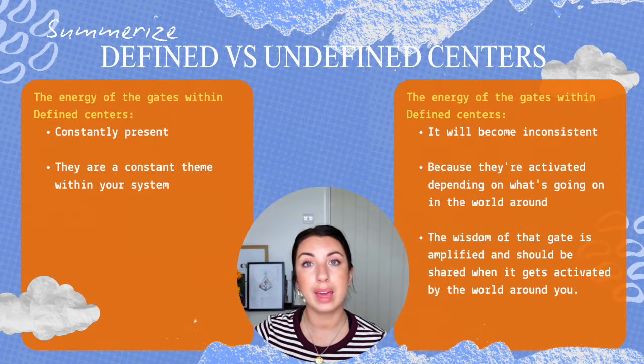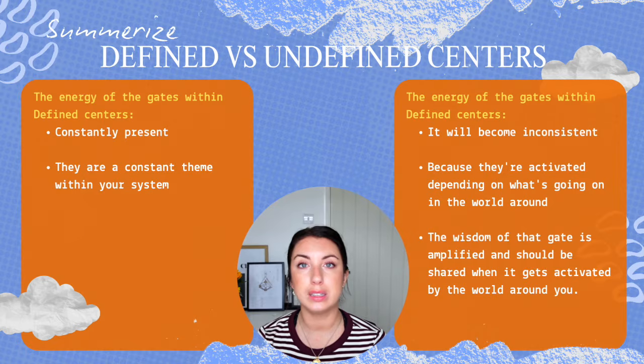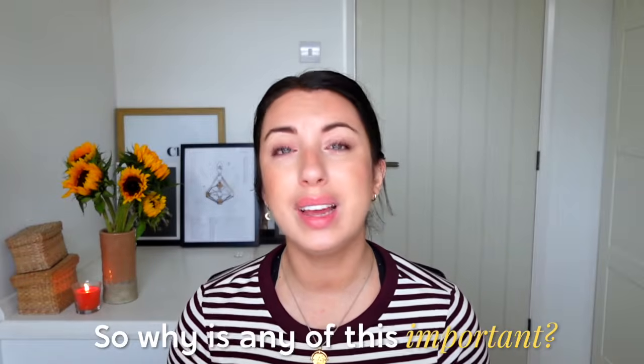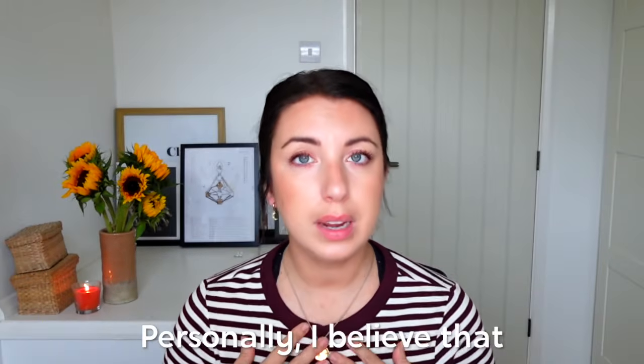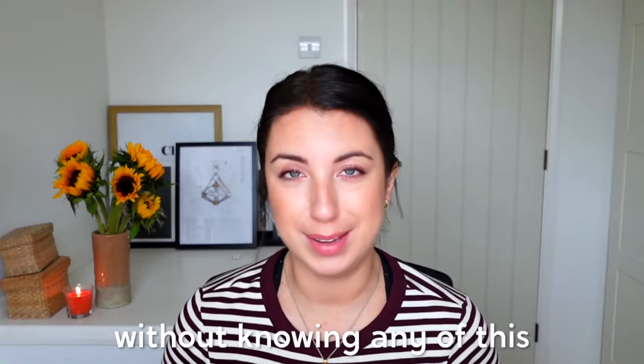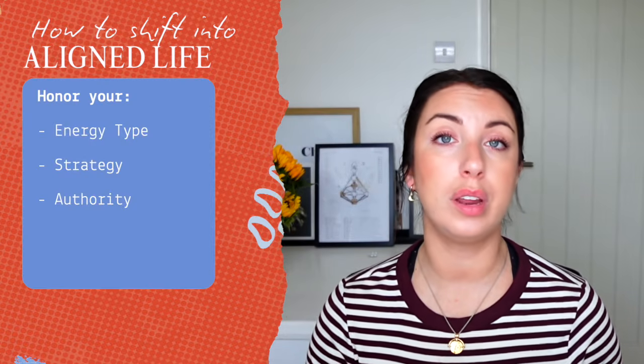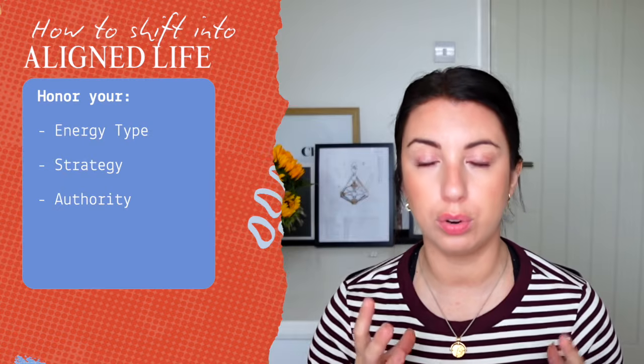And the wisdom of that gate gets amplified and is designed to be shared when it gets activated by the world around you. So why is any of this important? Personally, I believe that you can find alignment without knowing any of this. You can really shift into a more aligned life, like I mentioned earlier, by simply starting to honor your energy type, your strategy, and your authority. And these smaller pieces kind of slot into place.